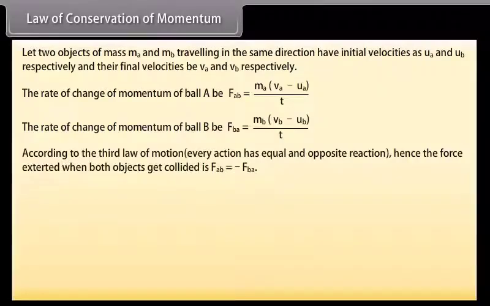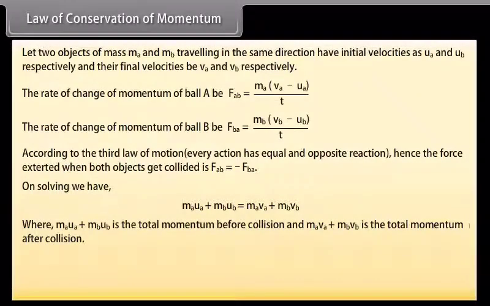According to the third law of motion, every action has an equal and opposite reaction. Hence, the force exerted when both objects collide is FAB equals minus FBA. On solving, we have ma ua plus mb ub equals ma va plus mb vb, where ma ua plus mb ub is the total momentum before collision and ma va plus mb vb is the total momentum after collision.